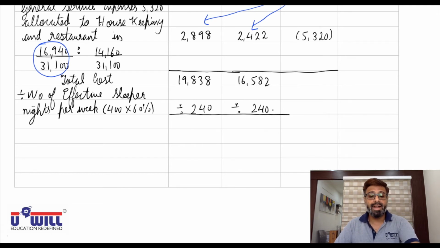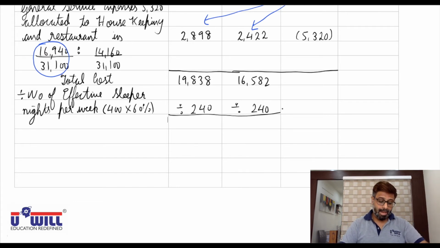Now if we divide it by 240, then 19838 divided by 240, that comes to 82.66.